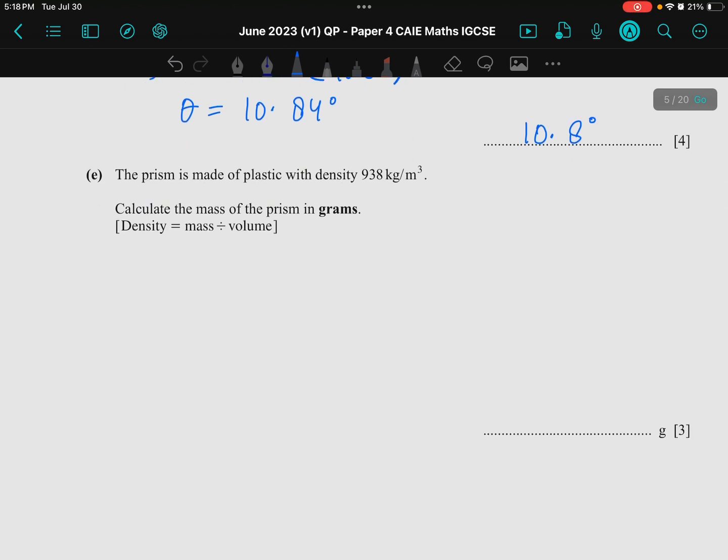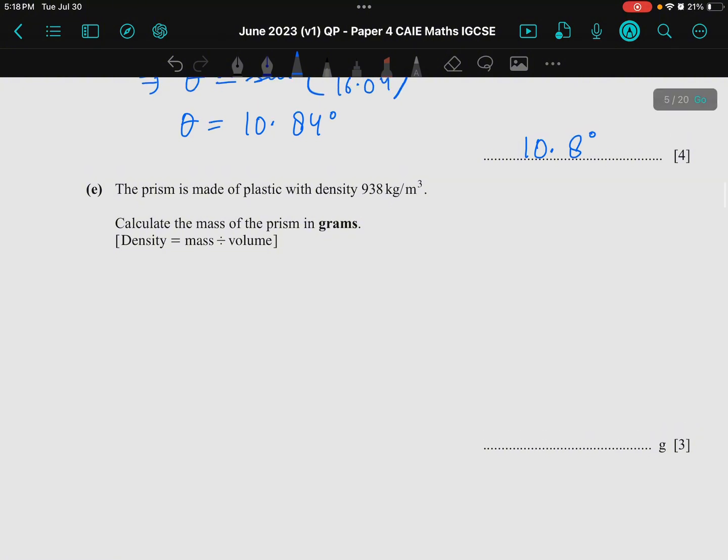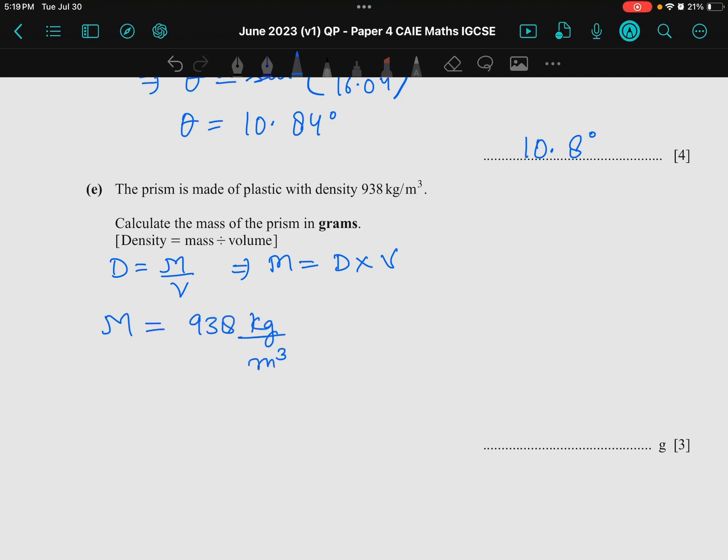Part number C. The prism is made of plastic with density 938 kg per meter cube. Calculate the mass of the prism in grams. The formula given for density is equals to mass upon volume. So since density is equals to mass upon volume, it implies what will be the mass? Mass is equals to density into volume. So mass is equals to what is the density? 938 kg per meter cube into volume, which is already given in the starting of the question as 145 centimeter cube.